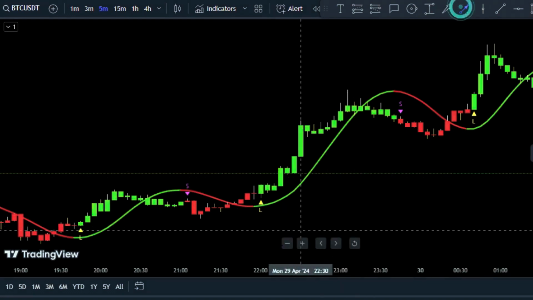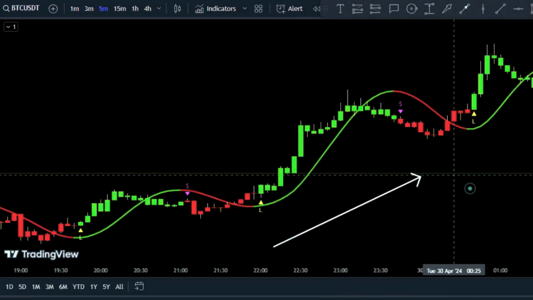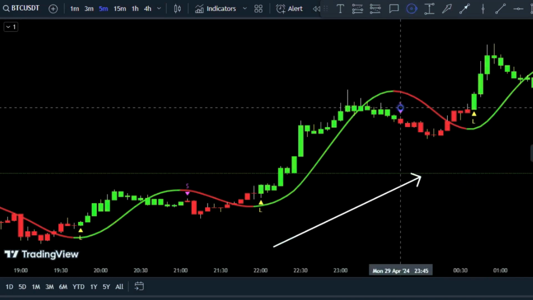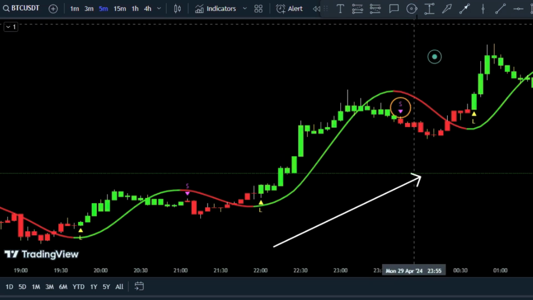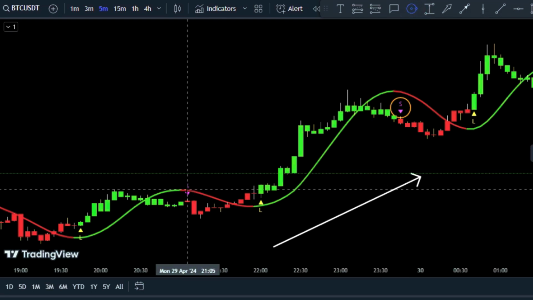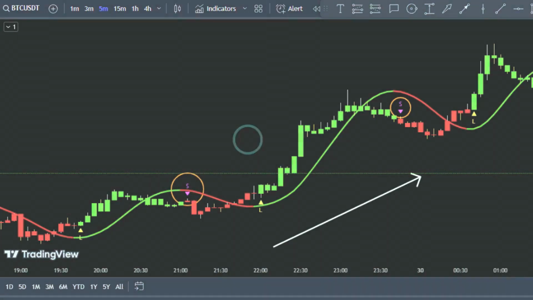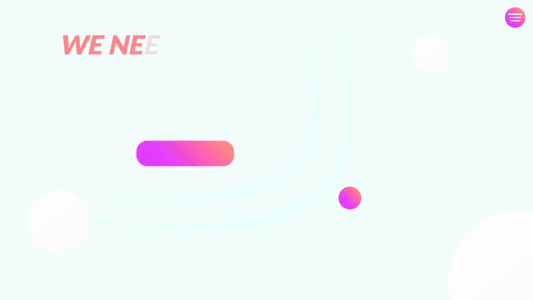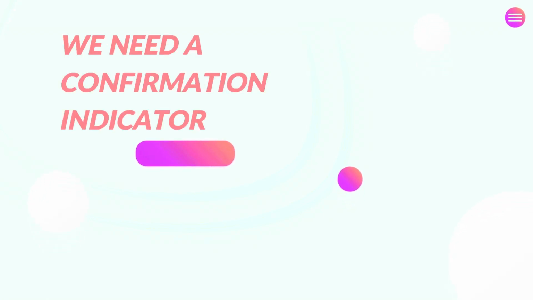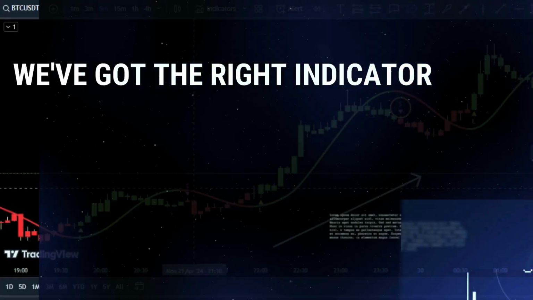While the STD filtered indicator is a fantastic indicator for spotting buy and sell opportunities, it is important to know that it can sometimes give us counter-trend signals. You can see trading against the trend can lead to losses, and we definitely want to avoid that. So to make the most out of this indicator, we'll need a little help from another tool that can filter out those counter-trend signals and ensure we're trading with the overall market direction. Don't worry, we've got just the right indicator for that.